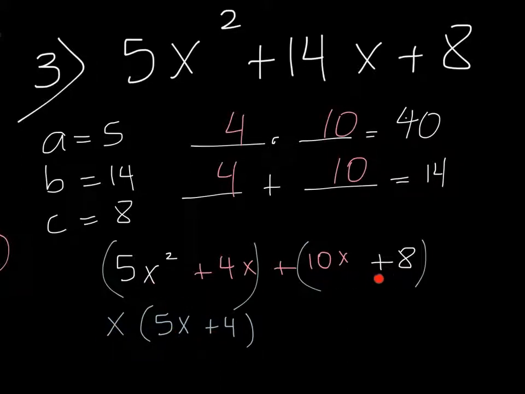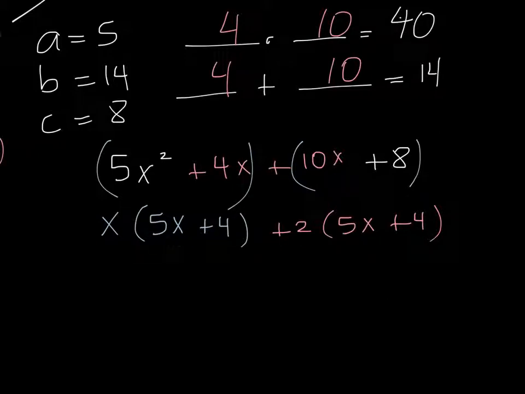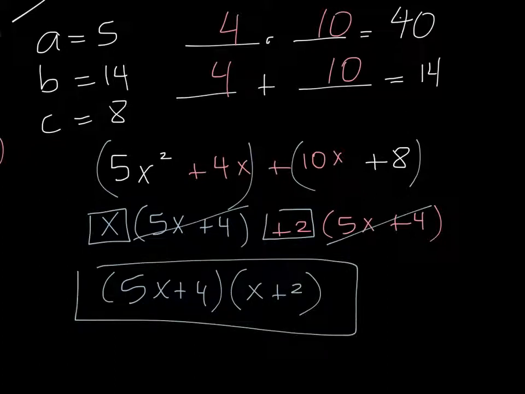Now what's common between these two? I can see a 2 in common between them. So 2 times what would give me 10x? 5x. And 2 times what would give me 8? 4. Now how can you know that you're right? You should always have a repeating GCF. So you take this repeating GCF out, so that's going to be your first factor. And now what's going to be left is x plus 2, which will be your second factor. And this is how you factor using the grouping method.